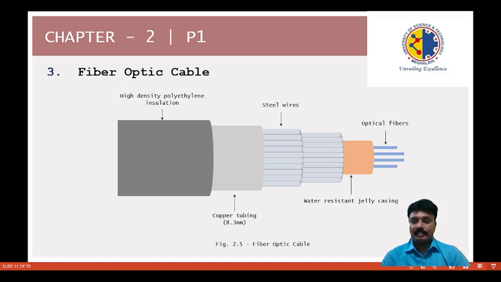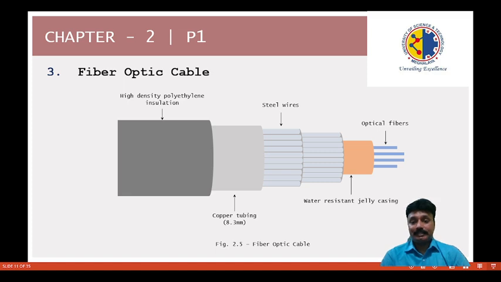So the signal transmission takes place in the form of zeros and ones, that is, light on and off. In such a manner, data will travel over long distances. These cables may be laid under the sea, and they are used to connect various countries as well.